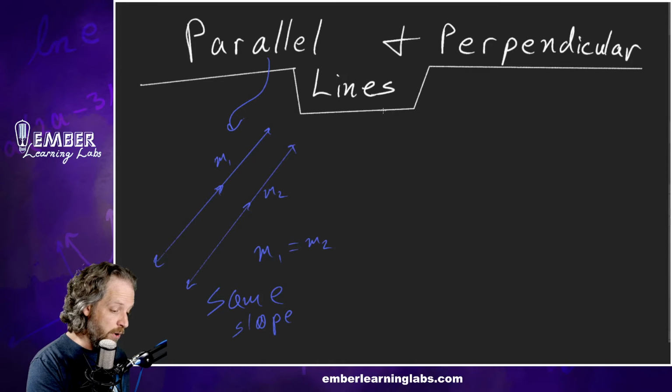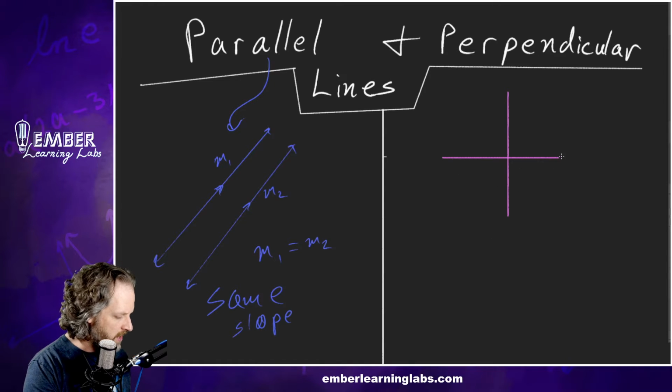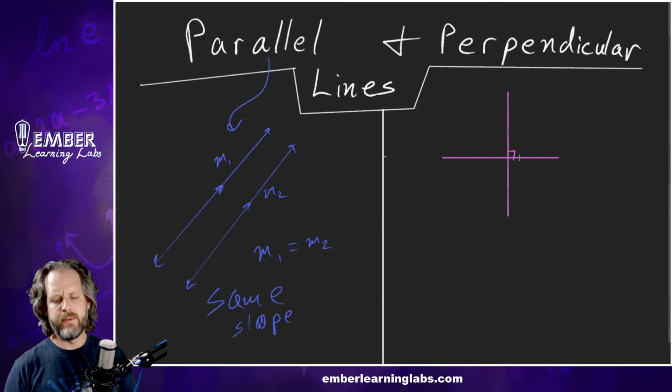So what about perpendicular lines? Obviously, they're a little trickier. What are perpendicular lines? Perpendicular lines are specifically lines that cross at a 90-degree angle, specifically.